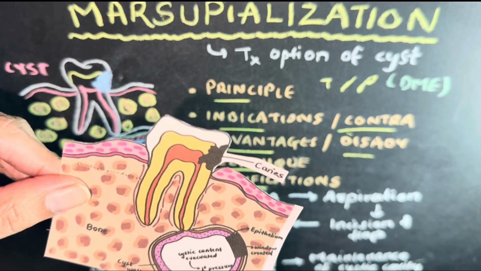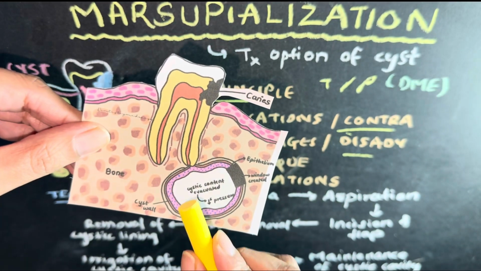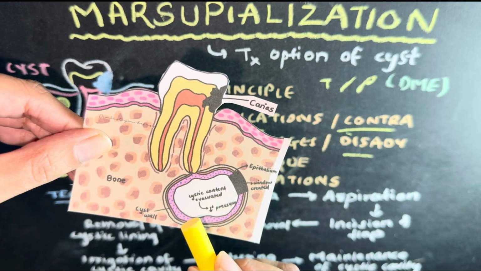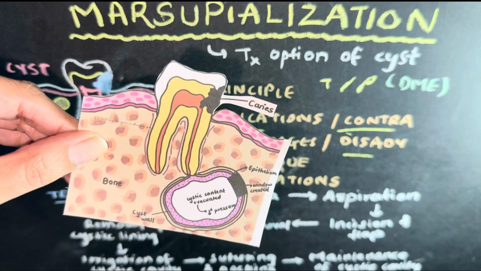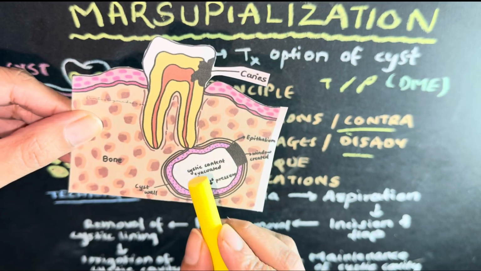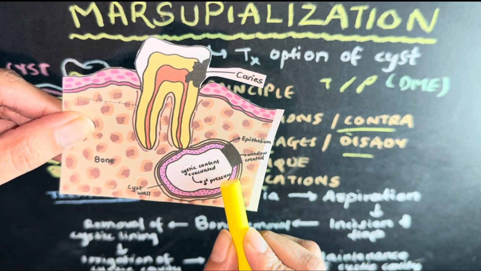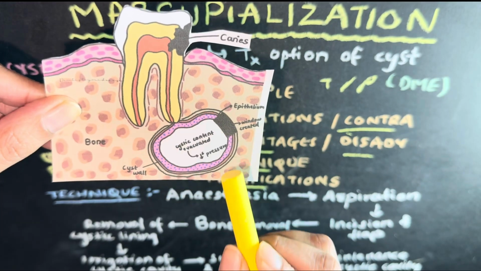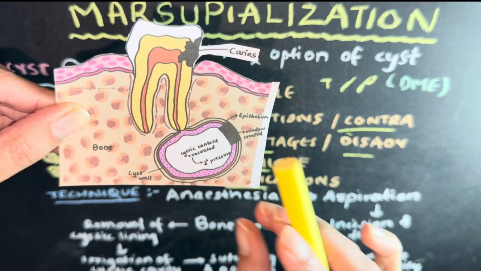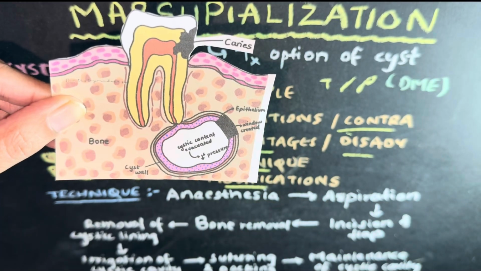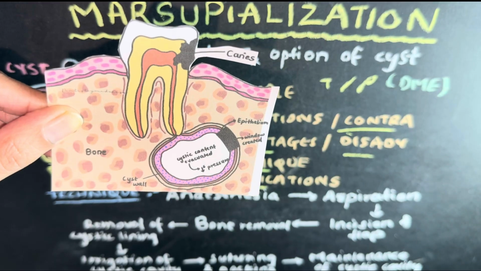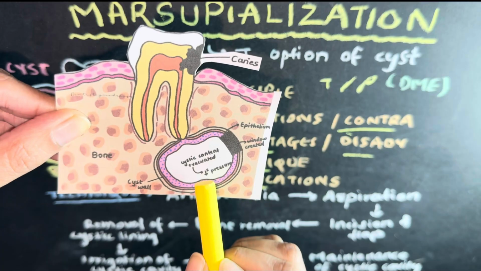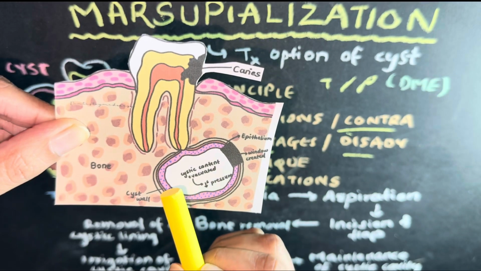So marsupialization is also known as Partsch or decompression. This is known as decompression because here we are going to release the intracystic pressure, and that is the reason it is known as decompression treatment. So it refers to creating a surgical window in the wall of the cyst. You're going to create a window in the cyst, and you're going to evacuate all the cystic content, which releases the intracystic fluid, and thereby this process is going to decrease the intracystic pressure, and it is going to promote the shrinkage of the cyst.